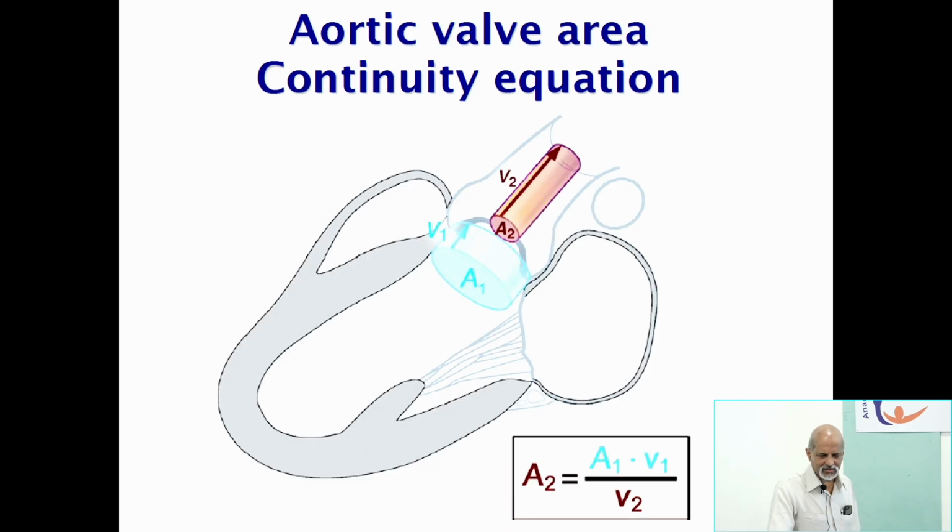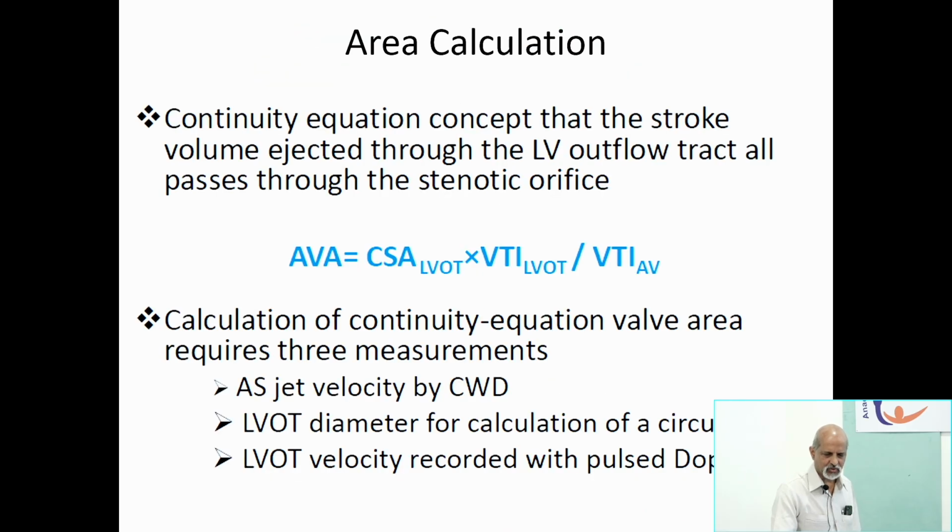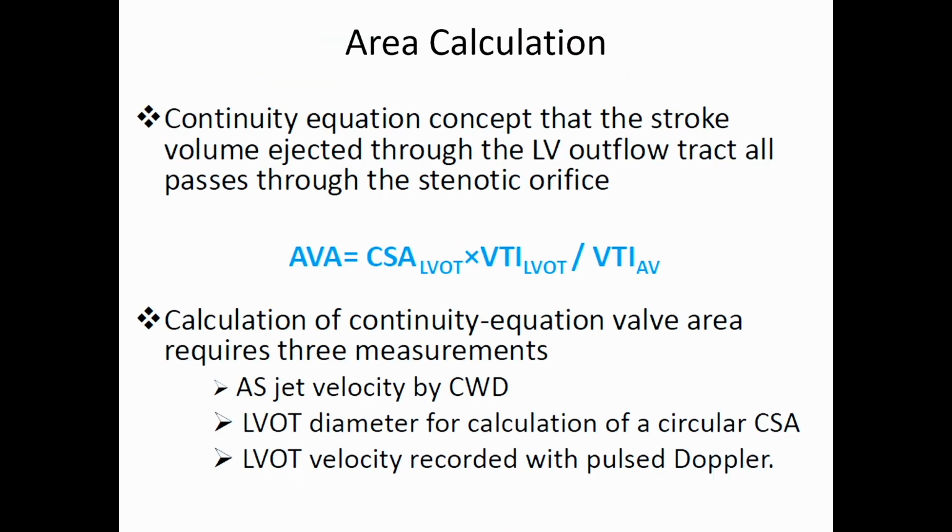That is the basic concept behind the continuity equation. So AVA is CSA of LVOT times VTI LVOT divided by aortic valve VTI. If you take this area calculation away and make it simple, you can sometimes get a dimensionless index also, because if you can't measure the LVOT correctly, then obviously there is going to be a problem. So just the velocity comparison can also give you the dimensionless index.